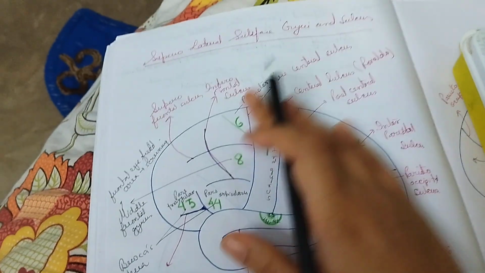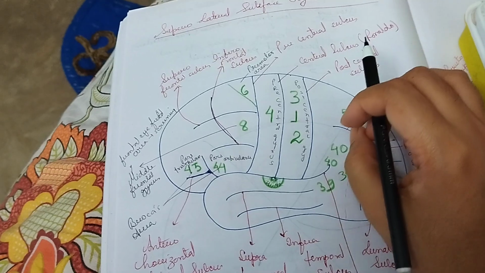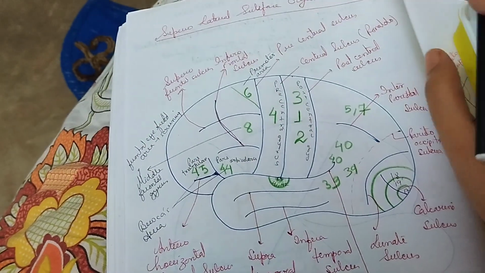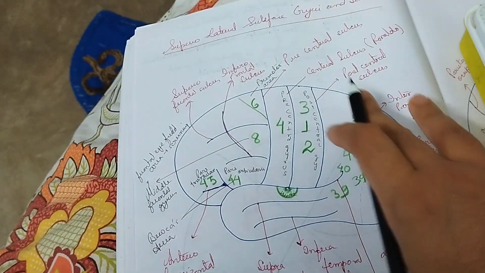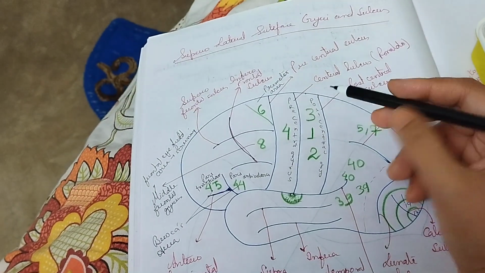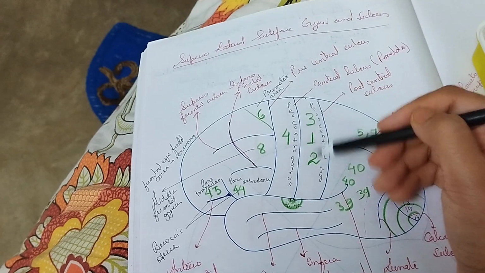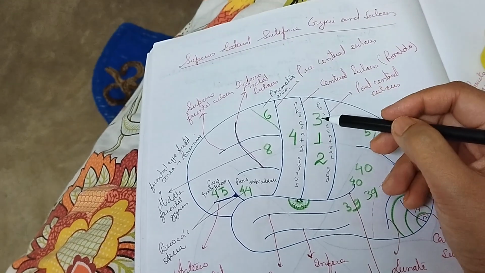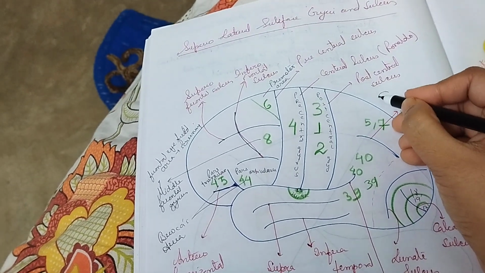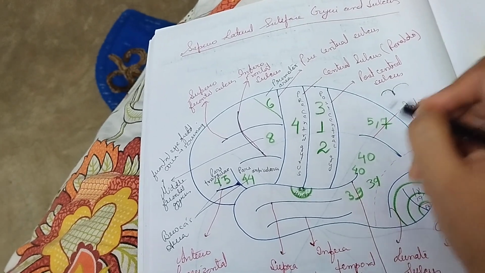So this is the superolateral surface of the cerebrum, and this is a very easy technique to learn all the sulci and gyri of the whole surface of this particular area of the brain. First of all, we are going to know what sulci and gyri are. Sulci are the depressions, and gyri are the elevations which you will find. This particular depression is a sulcus, and this one is the gyrus.